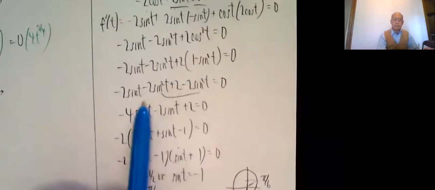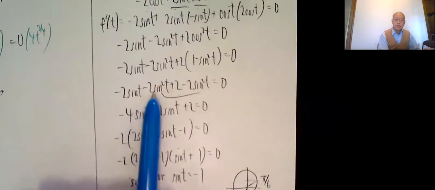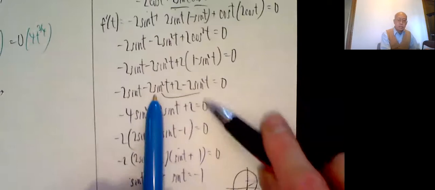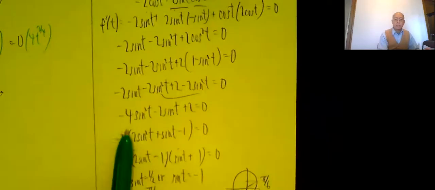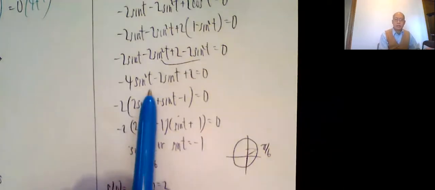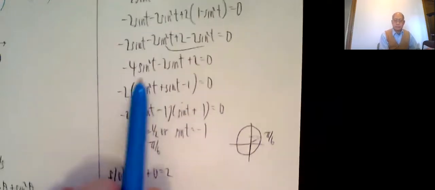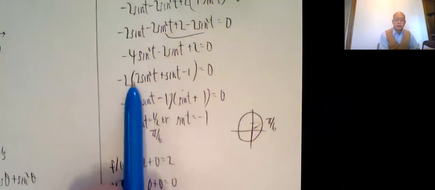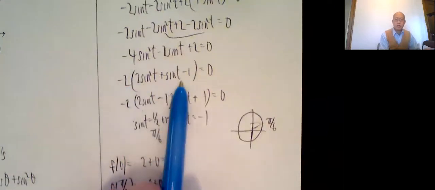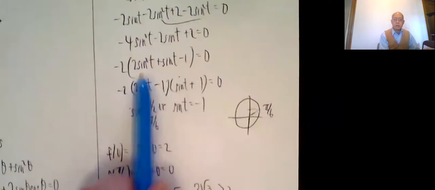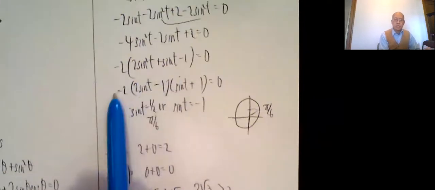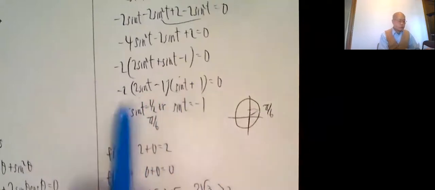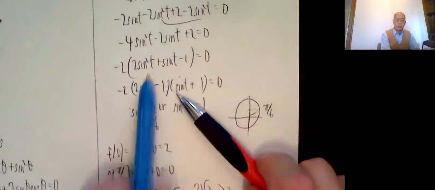Okay, so distribute this stuff out. Negative 2 sine t minus 2 sine squared of t plus 2 minus 2 sine squared of t. These two combine to give me negative 4 sine squared t minus 2 sine t plus 2 equals 0. Factor out a negative 2. Take out a negative 2: 2 sine squared of t plus sine t minus 1 equals 0. So this is a quadratic equation in sine of t. Negative 2 times 2 sine t minus 1 times sine t plus 1 equals 0. So in other words, if you multiply this back out, you get this.